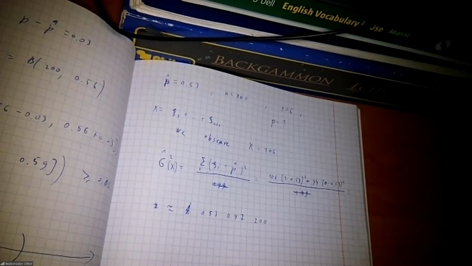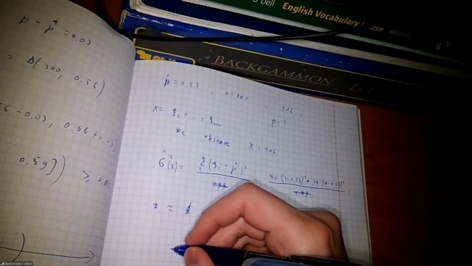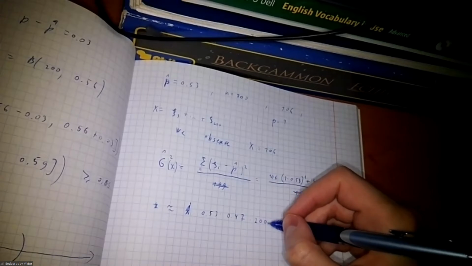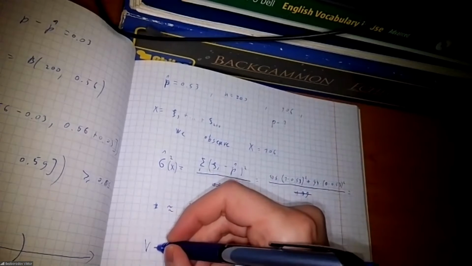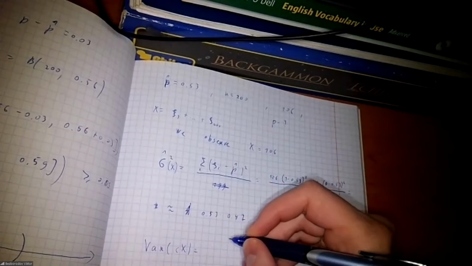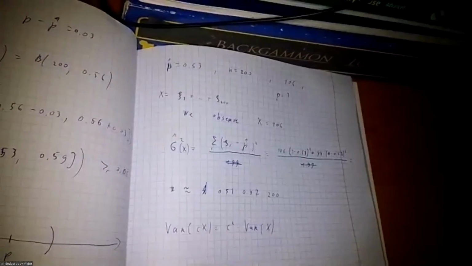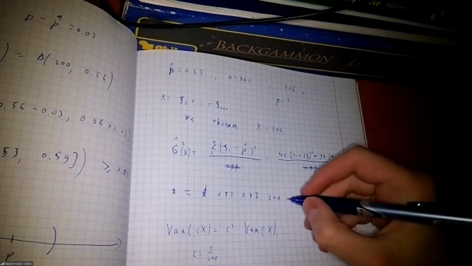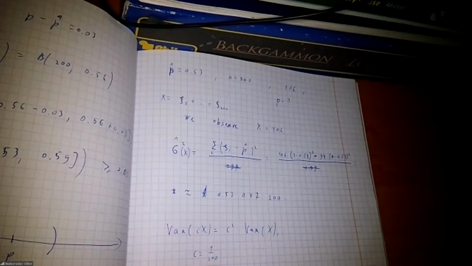But then we take the average of X. If we take the average, the variance is divided by 200 squared. Remember that the variance of C times X equals C squared times the variance of X. So we take C equals 1 over 200. Let's denote Y equals 1 over 200 times X. Let Y be this thing.